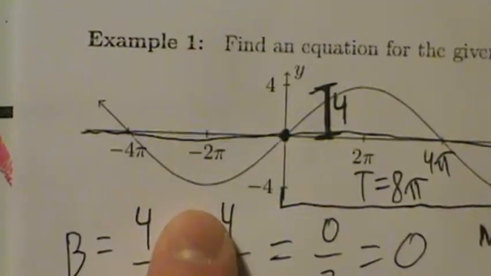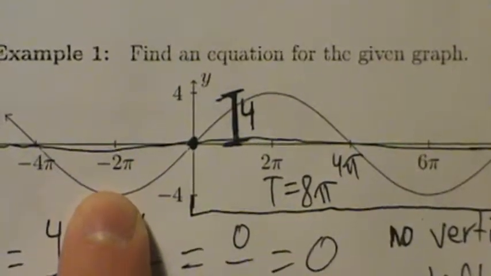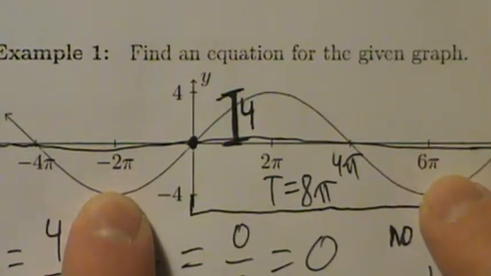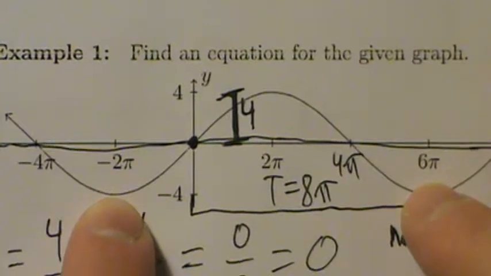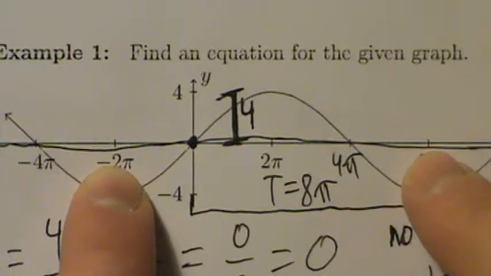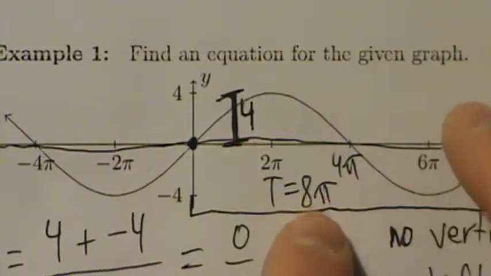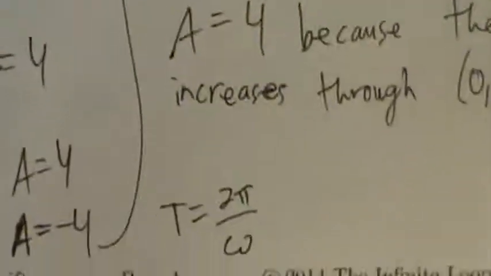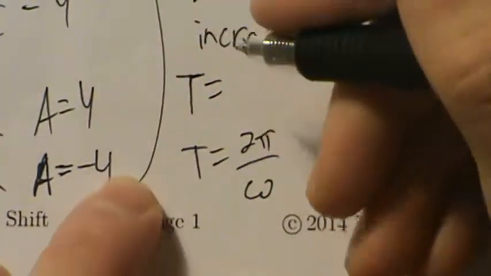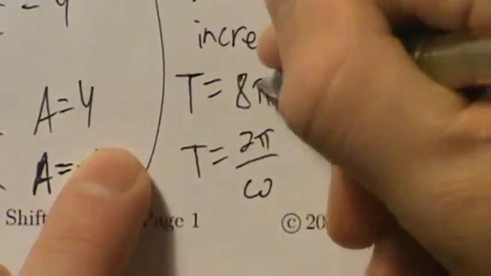Okay, that's the length of one complete period. Now, we could have gone from -2 pi to 6 pi. That's also one complete cycle, right? And we get the same answer. The distance from -2 pi to 6 pi is positive 8 pi, right? So same thing there. Anyway, let's come back down here. So we just found out from the graph, just by looking at the graph, that T is 8 pi. Okay. So this is how we use the period to get omega.